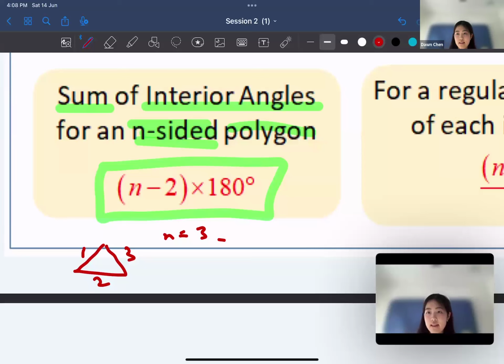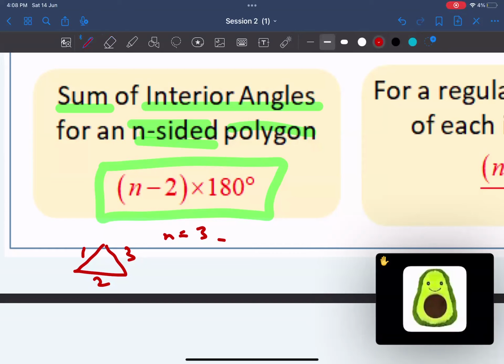I see Kinsley has their hand up. Do you have a question or a comment you'd want to make? Is n minus 2 the number of triangles that you can make in the polygon?